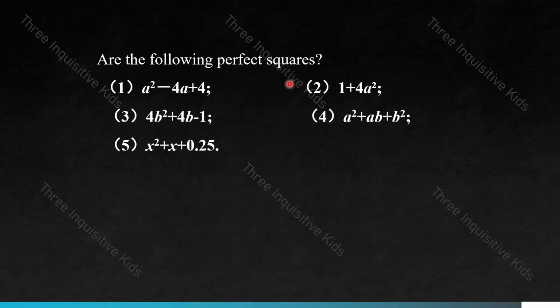Now, determine whether the following expressions are perfect square expressions. Let's do this together. The first one would be yes, since the first and third terms are perfect squares, and the middle term is -2 times the base numbers of the first and third terms.